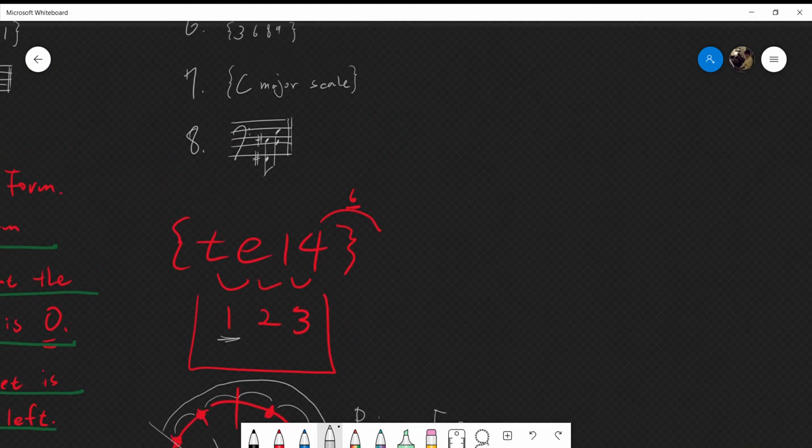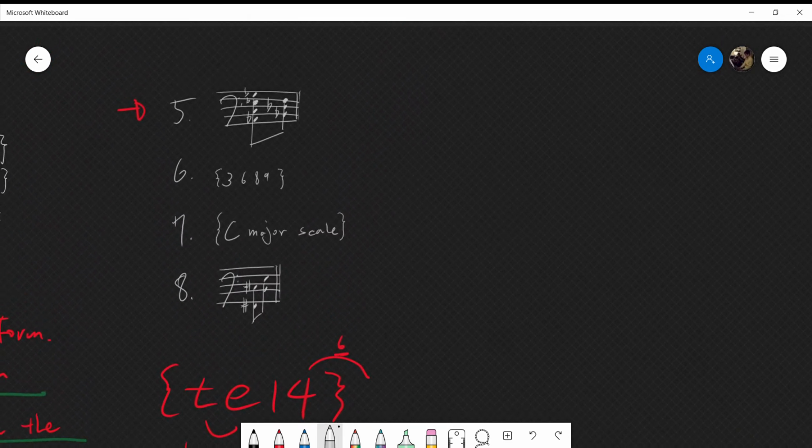Let's do one more. Question number 5. What are these notes? We have A flat, C, E flat, G flat. So A flat dominant 7 plus what is this? B flat, D flat, and F. B flat minor triad, right?